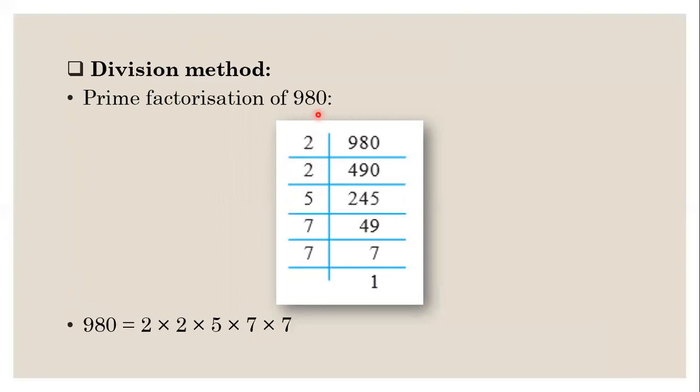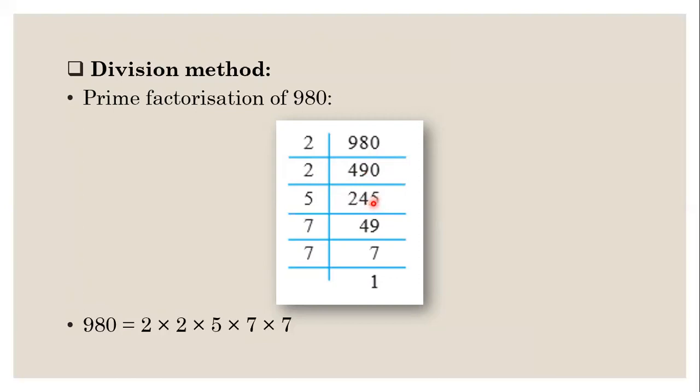And the given number is 980. First, you will check whether 980 is divisible by 2 or not. Yes, the unit digit is 0, which is even. So we can divide this number by 2. And when we divide 980 by 2, we will get 490. 490 into 2 will give 980. Again here also we have to start from the smallest prime number. First we have to check whether this number is divisible by 2. Yes, the unit digit is 0, that means it is again divisible by 2. And when we divide 490 by 2, we will get 245 as the answer.